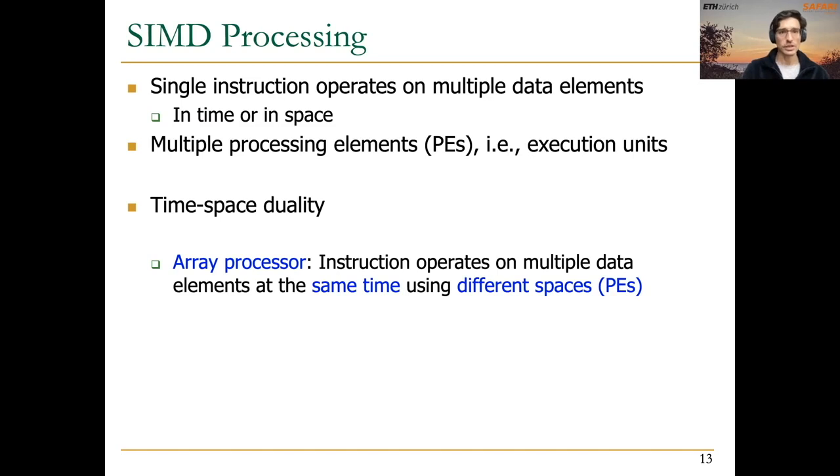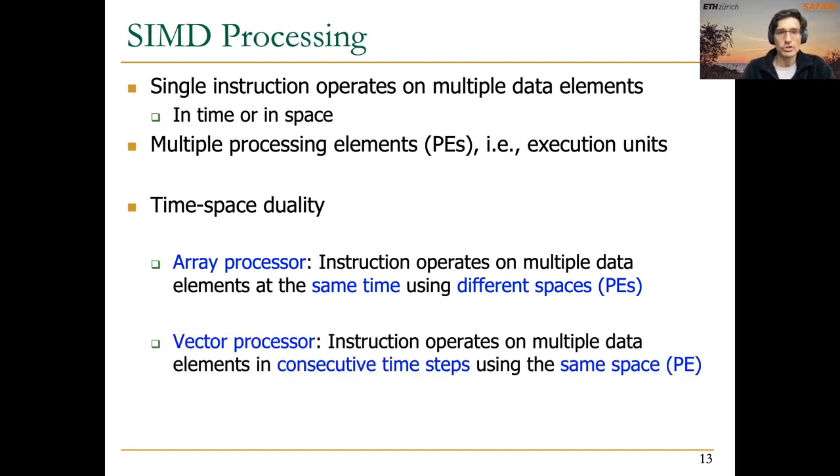So what this means is that at the same time, we have several processing elements, and all these processing elements execute the same instruction at the same time. If one cycle later the instruction changes, it changes for all the processing elements. So as you see, the parallelism here happens in space, right? Because all processing elements execute the same instruction at the same time.